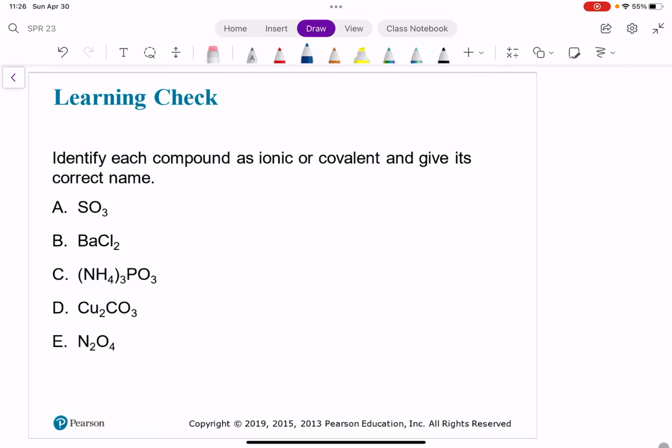Okay, so let's go ahead and pause and do this learning check. Identify each compound as ionic or covalent and then give its correct name. So there's 2 steps. Okay, so pause the video, try it out.